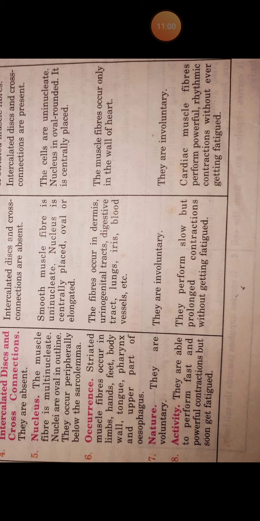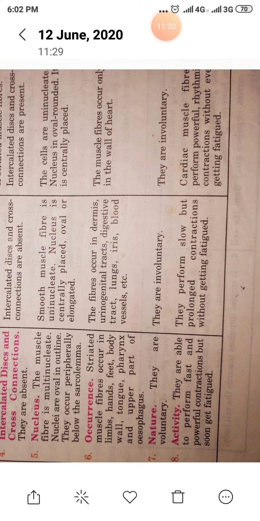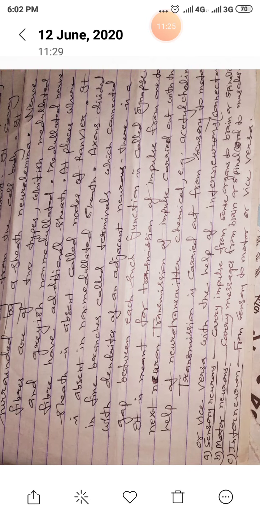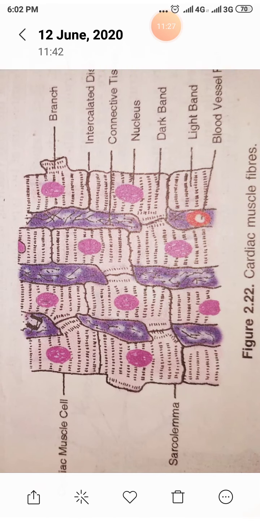Striated muscles work powerfully, contract fast, and soon get fatigued. Smooth muscles show slow, prolonged contraction without getting fatigued, and cardiac muscle fibers perform powerful rhythmic contraction without getting fatigued. In this way, we learn the different types of muscle tissue.